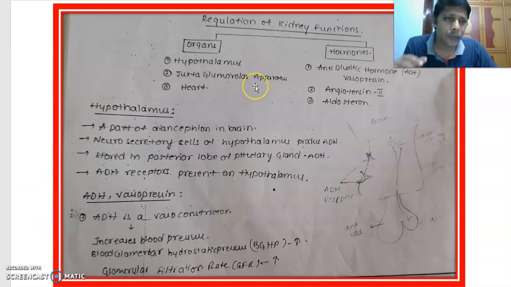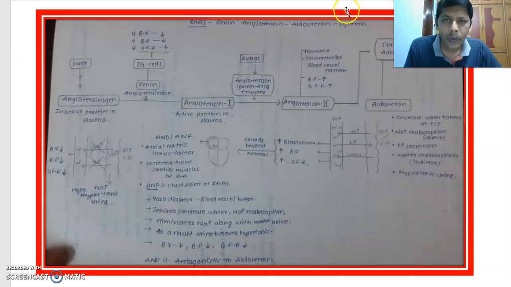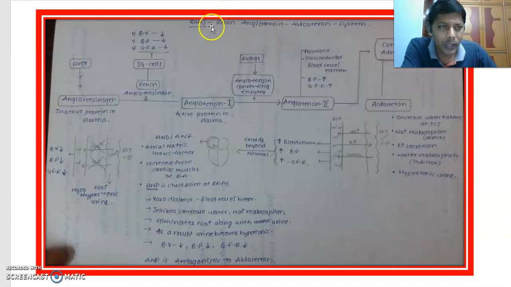What is the significance of this juxtaglomerular apparatus in regulating kidney function? Let us move on to that. Now let us talk about RAS, the renin-angiotensin-aldosterone system. In this system, the JG apparatus plays an important role.